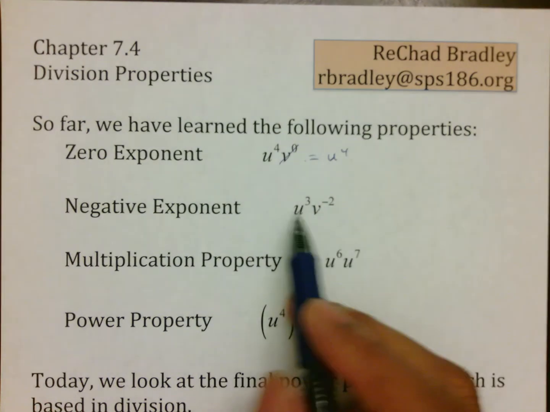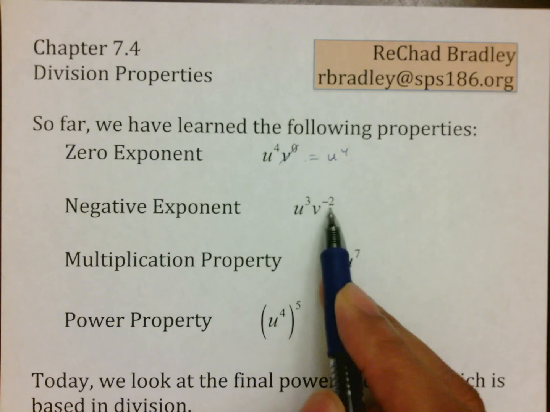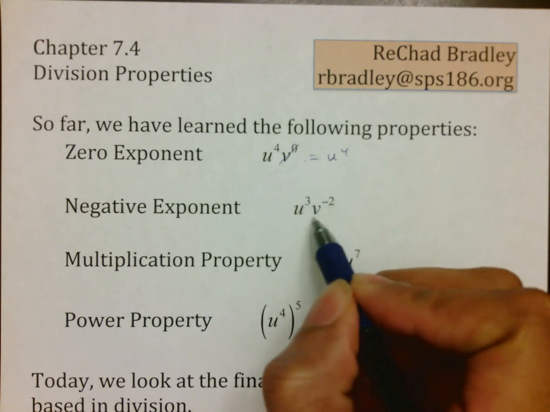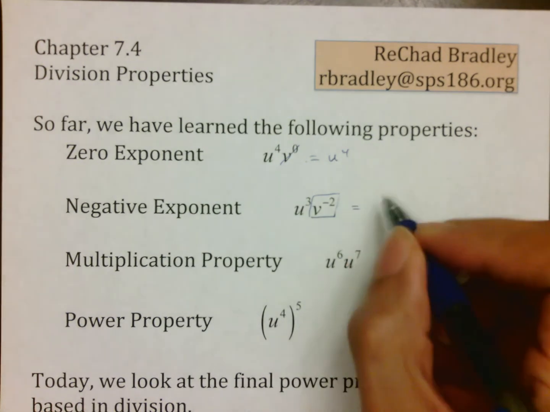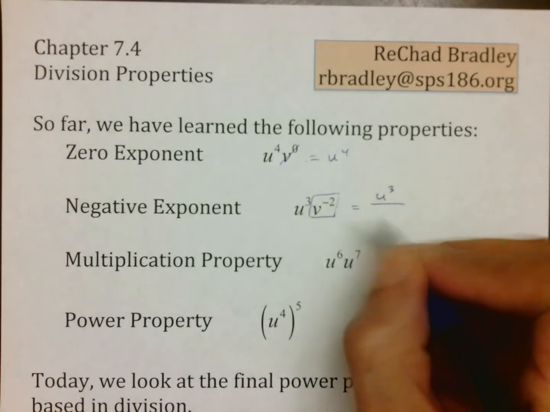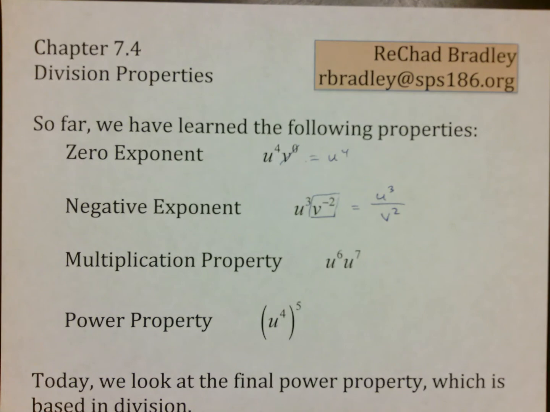We've also learned that negative exponents want to move to the opposite side. So whenever you have u to the third, v to the negative second, this v is what I call unhappy because it's got a negative exponent, and it ends up with the u to the third staying here and v to the second moving down.